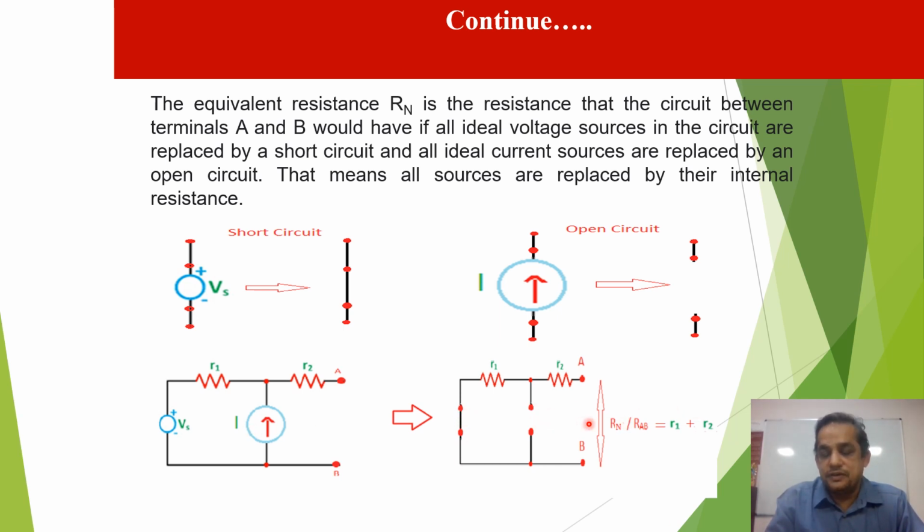Now we see that from the terminal AB, R1 and R2 are in series. So the value of Norton resistance is R1 plus R2.